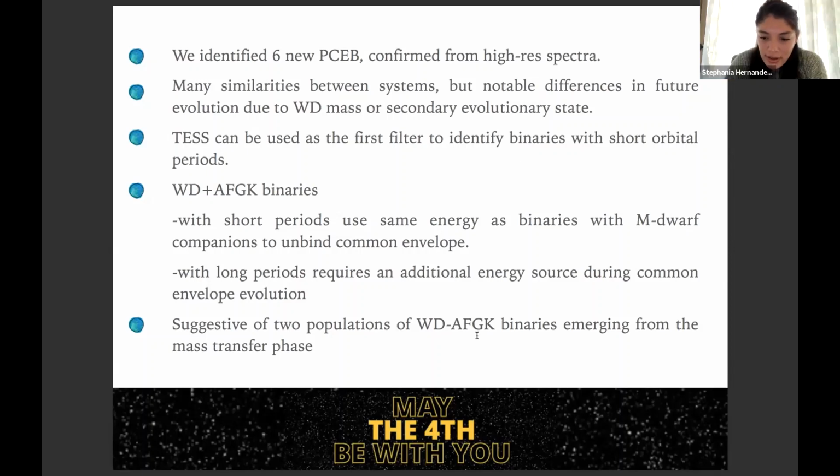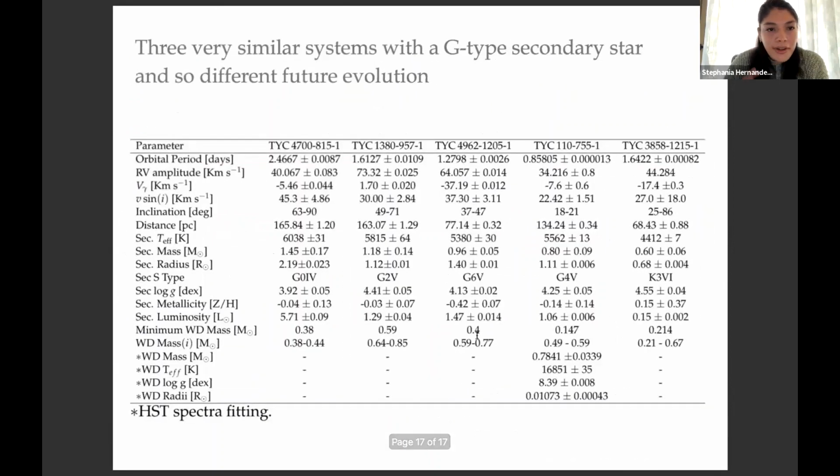I'm sorry. Here are the parameters. The white dwarf mass in the binaries is only confirmed for the one we observed with HST, but we estimate the white dwarf masses of the other four systems to be between 0.21 and 0.67 solar masses.